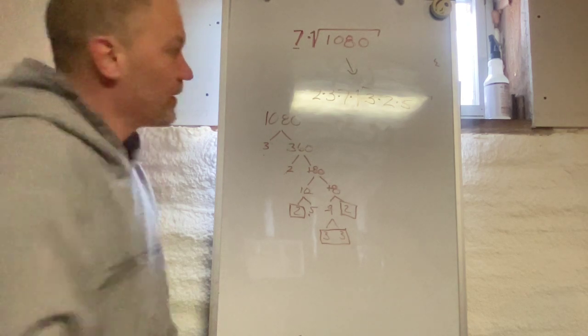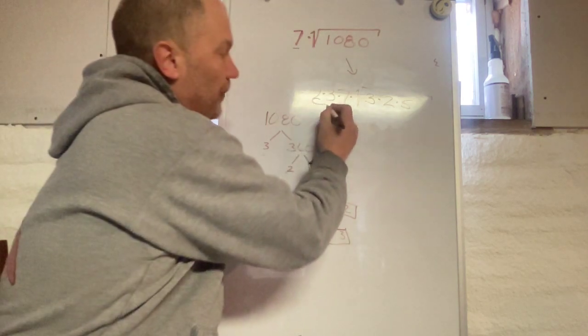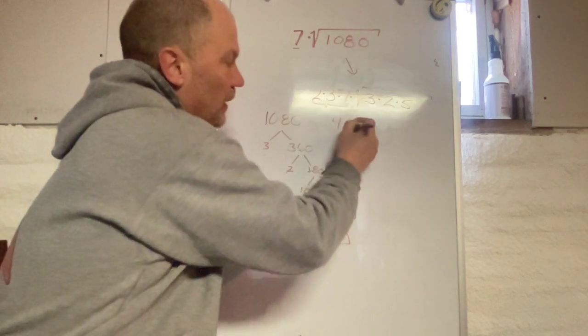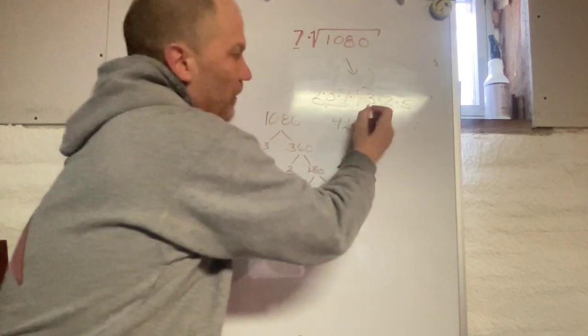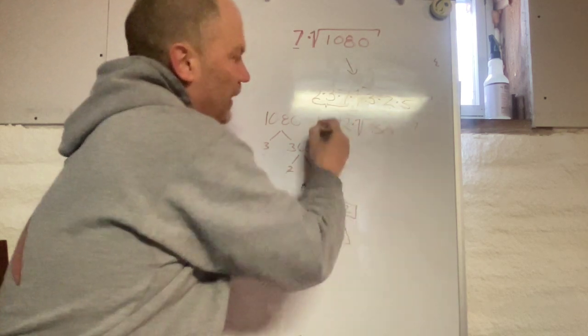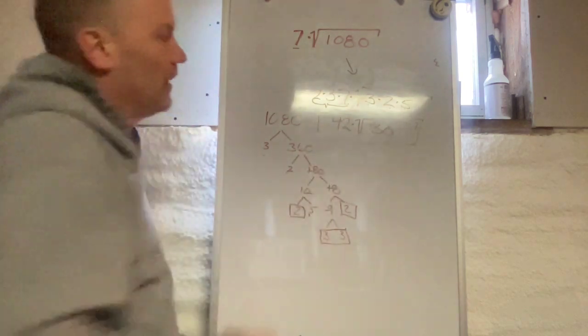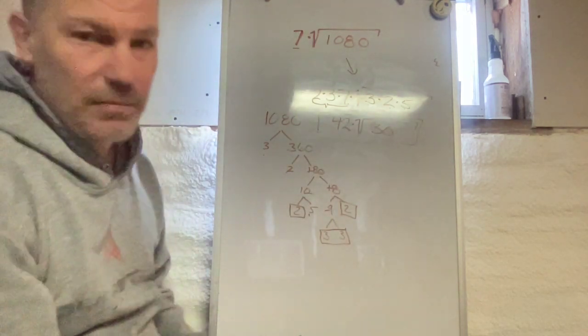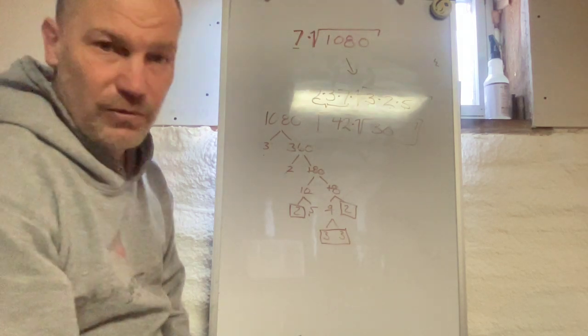And now our last step is just to clean this up. 2 times 3 times 7 is 42, and 3 times 2 times 5 is 30. So our final answer, 7 times the square root of 1080 is the same as 42 times the square root of 30.